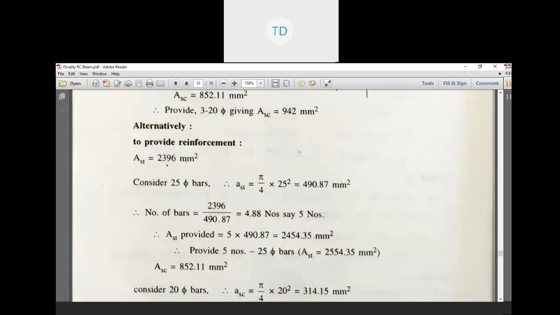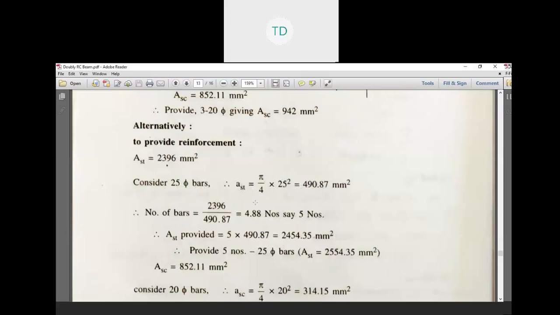we recalculate ASC and get 942, which is more than the ASC required. That's why we can say that the design is okay. This is a simple alternative but effective manner to understand how bars are provided. AST 2396 mm square. Consider a 25 mm bar. Area is equal to pi by 4 into d square. We get 490.87 mm square for a 25 mm bar.